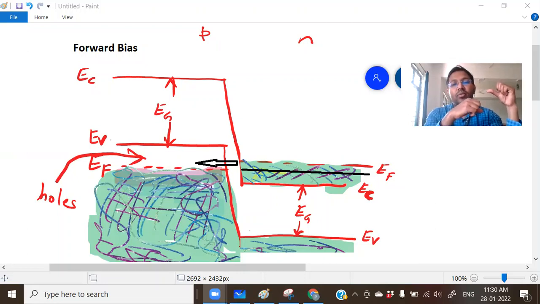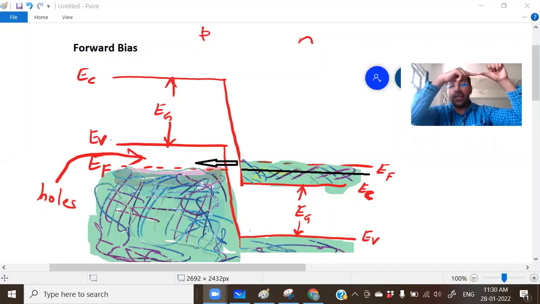What happens under no bias condition? The Fermi levels are aligned. Under forward bias condition, it shifts upward. Simple. Under forward bias condition, whatever you have on the n side, it shifts upward.